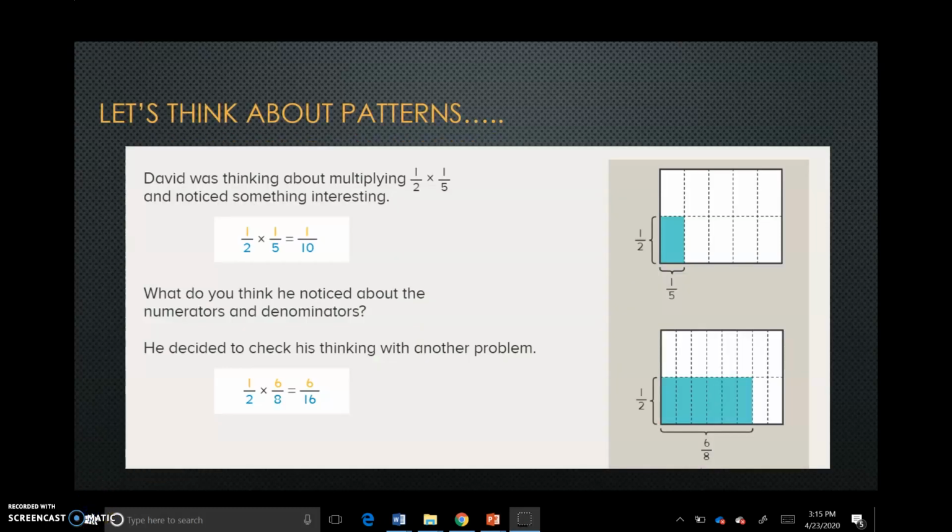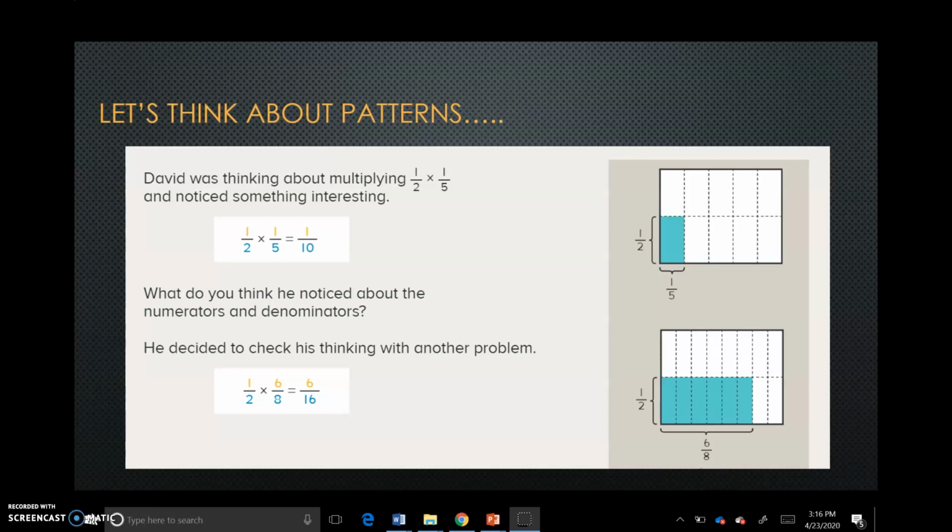Okay, so why don't we think about some patterns you may have noticed when you were doing your practice sheets yesterday. So here's an example. David was thinking about multiplying 1/2 times 1/5 and noticed something interesting. 1/2 times 1/5 equaled 1/10. So what do you think he noticed about the numerators and the denominators? And if you look at the color coding that I used, 1 times 1 for our numerators equaled 1 in our final product for our numerator. 2 times 5 in our denominator ended up equaling 10, which was our final product for the denominator.